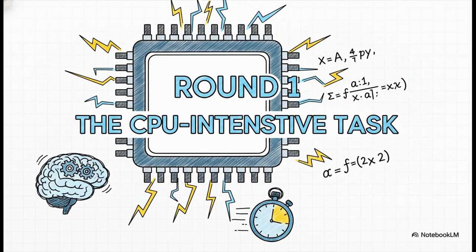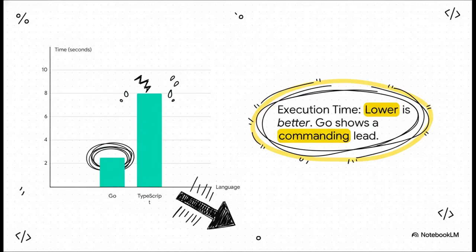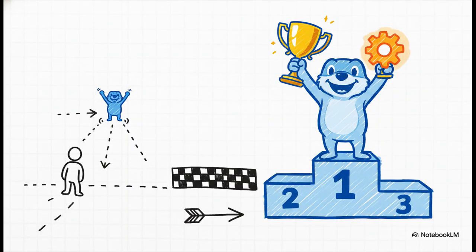Ding, ding, ding. Kicking things off, we have round 1, the CPU-intensive task. This is all about raw processing speed. The question is simple. Who can solve a complex problem the fastest? And the results are in. Wow! For execution time, remember, lower is better. And, well, just look at that. Go's time is significantly lower. That's a massive lead right out of the gate. So yeah, the winner of round 1 is, decisively, Go.